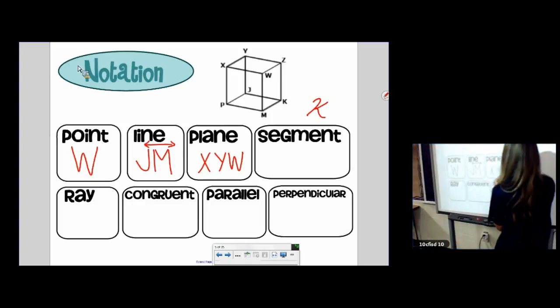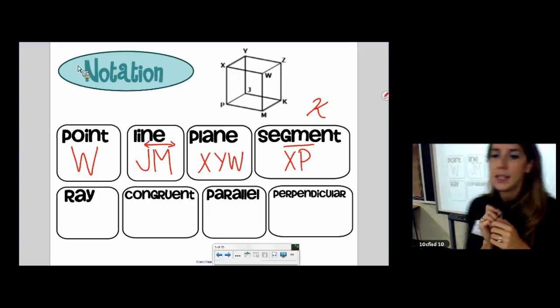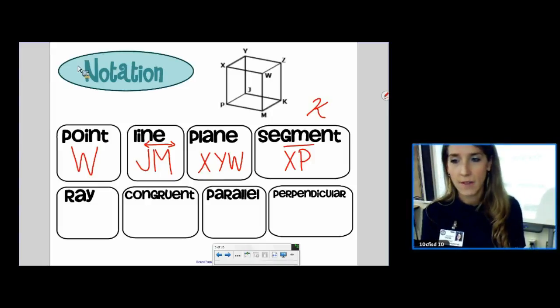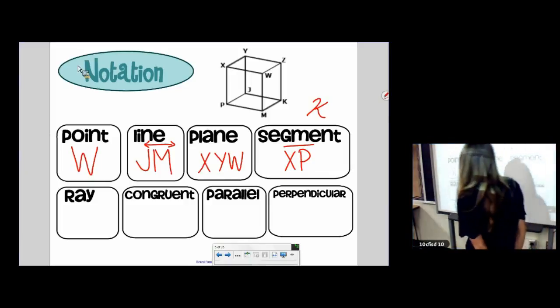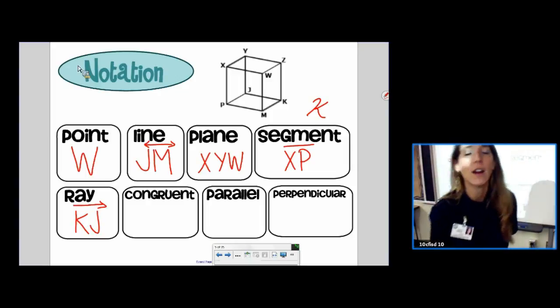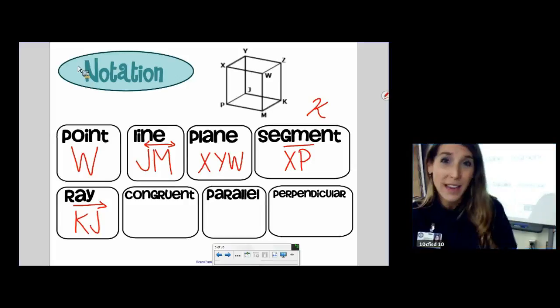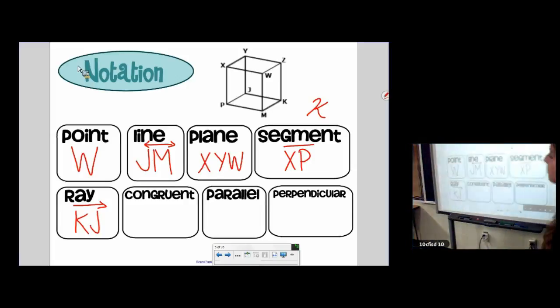Segment. I'm going to take a segment. I'm going to make sure I use the right notation. Segment should never have arrows. Segments have a beginning and an end, so they should not have arrows. Ray. I will pick any 2 letters I want. Let's see. How about ray KJ, because it rhymes. Remember, a ray needs to have 1 arrow. And in our class, we always point the arrows to the right because we read from left to right. So that's going to be the best way to draw our ray notation.